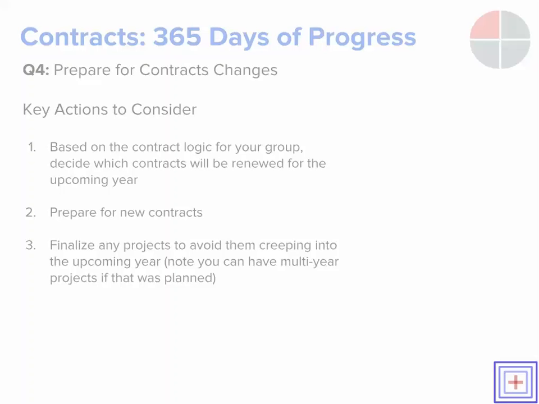Once you have that completed, you could decide, all right, these are the existing contracts we're re-signing, these are the new contracts we're bringing in. You're going to want to prepare for those contracts that are coming in, and then, again, just avoid having any project carrying over into the next year. It's okay to have multi-year projects if that was part of the plan, but again, you want to try to keep to your timeline.